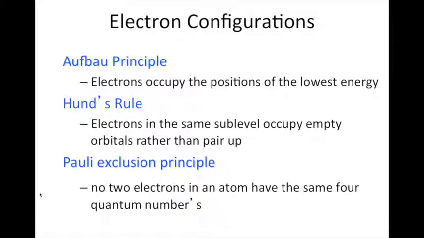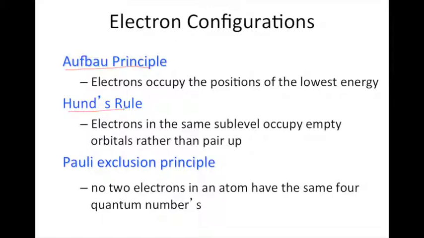Now when we are writing electron configurations for any element, we must follow a few different rules. There are 3 of them that we want to be aware of. There's what's called the Aufbau Principle. Aufbau means building up, and that tells us that electrons occupy the position of lowest energy. So when an electron goes into an atom, it will go into the lowest energy position possible. Generally the one closest to the nucleus is the lowest energy. So it wants to go in the lowest energy orbital. We need to keep that in mind when we're filling these electron configurations.